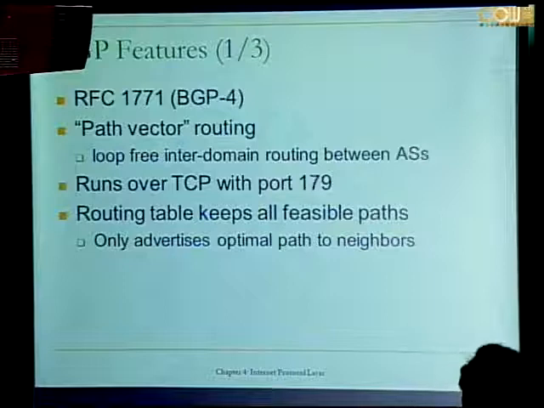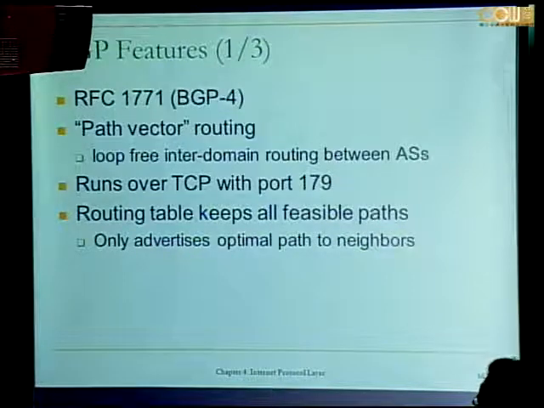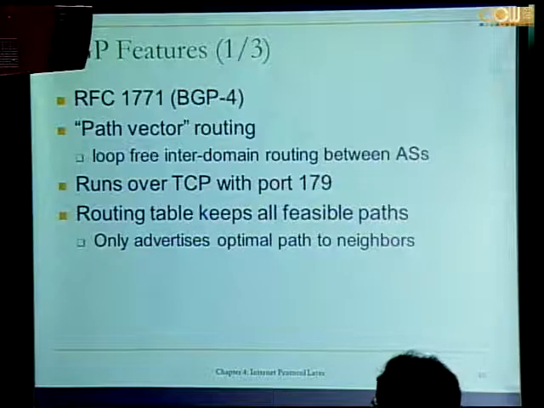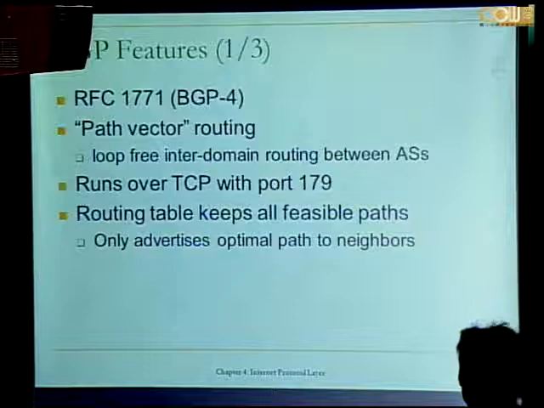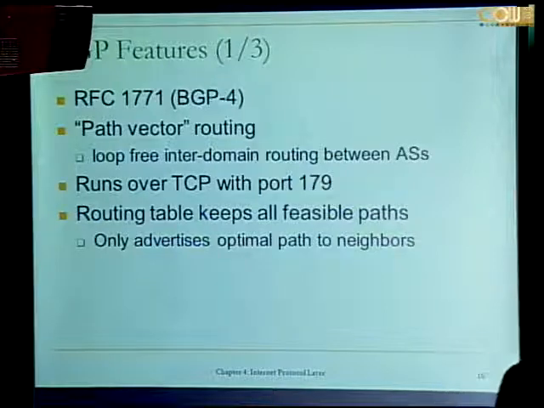And the reason why I tell my neighbors the path instead of just distance is because we want to provide loop-free inter-domain routing between domains. We need to have loop-free, so I provide the path to my neighbors. Not just distance, I provide the path.